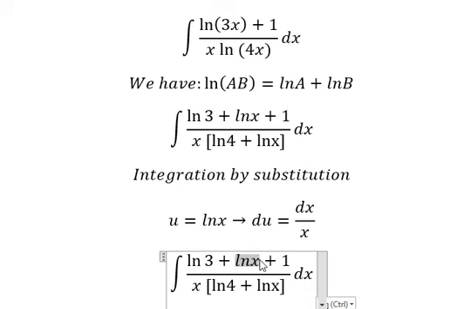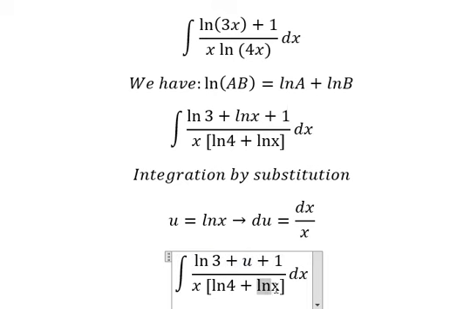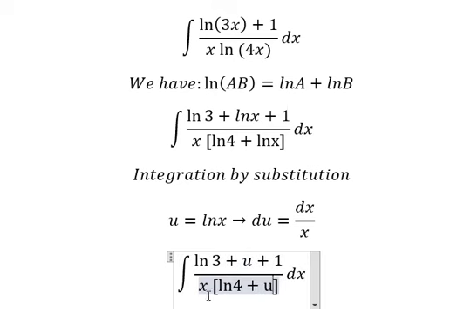This one we change to u. The s over s we change to u.